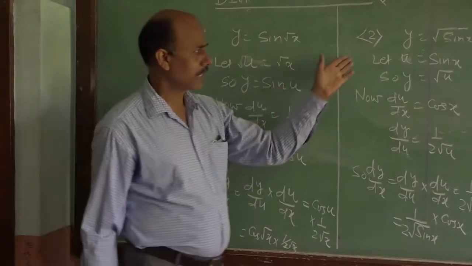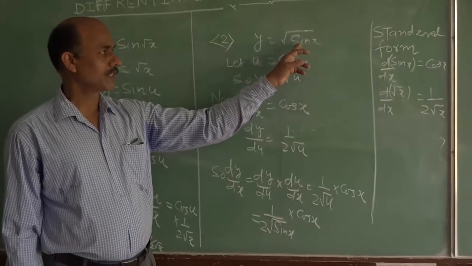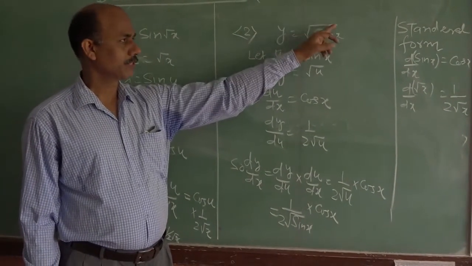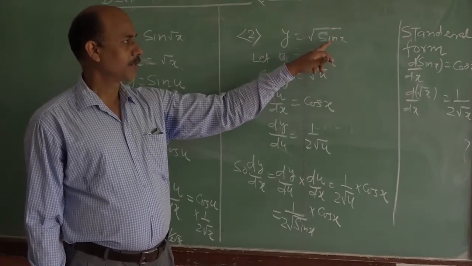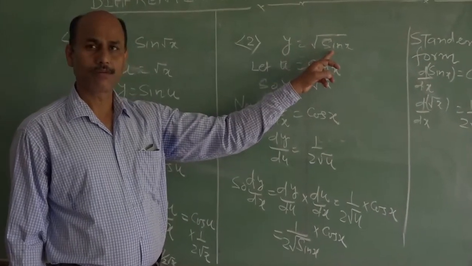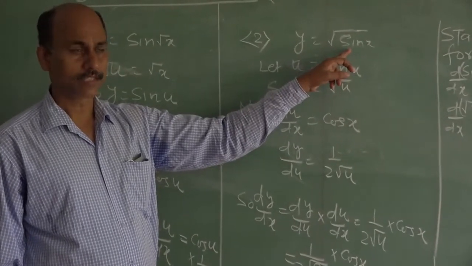Let us come to the second question that I took. The second one is y is equal to root under sine x. So there are two functions again given. One is this square root function. The second one is this trigonometric one. So again you have to imagine things from here so that your y simply gets converted in the form of a standard one. This is not the standard form. So you have to convert it in the standard form.